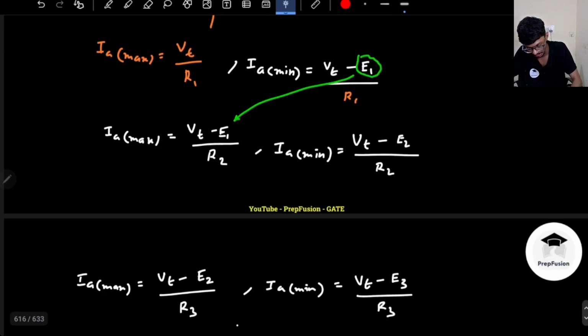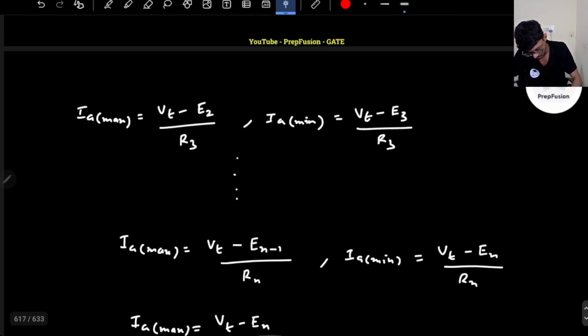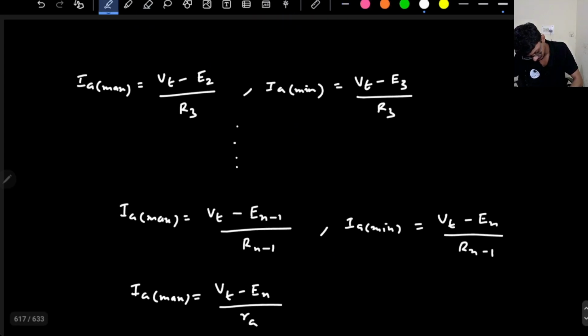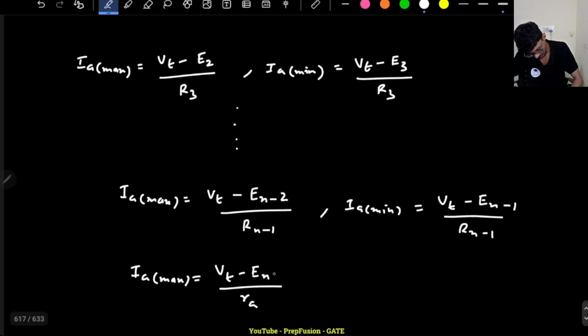Okay, only n minus 1 is there. Let me name it as n minus 1 only. This will then become n minus 2. Yeah, this will become n minus 1, n minus 1.